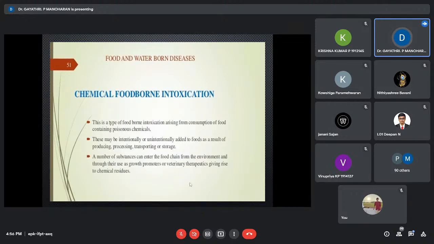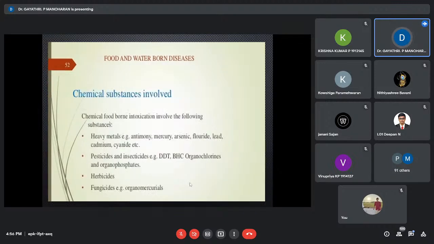Okay. The next one is chemical foodborne intoxication. If there is any chemical which causes foodborne illness, yes, some chemicals are there. This is a type of foodborne intoxication arising from consumption of food containing poisonous chemicals. So what are the chemicals? Heavy metals like antimony, mercury, arsenic, fluoride, lead, cadmium and cyanide. These are all the substances which cause chemical food intoxication.